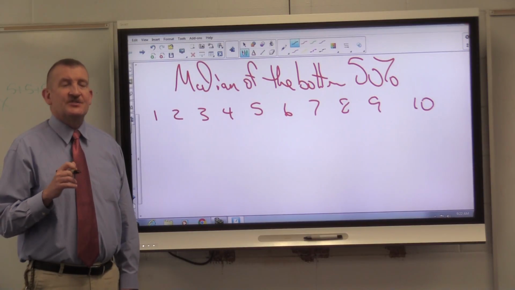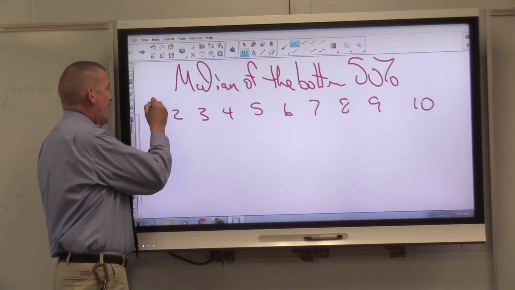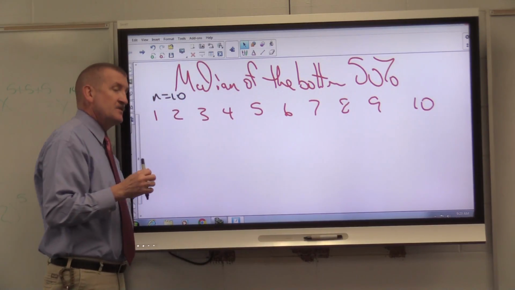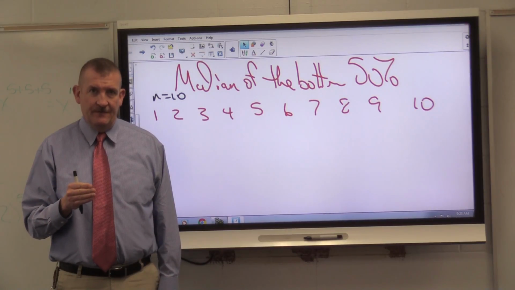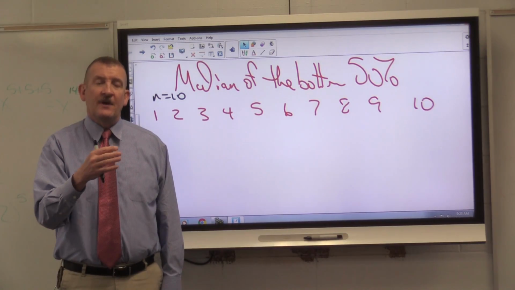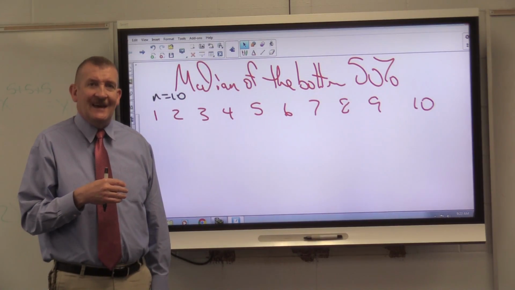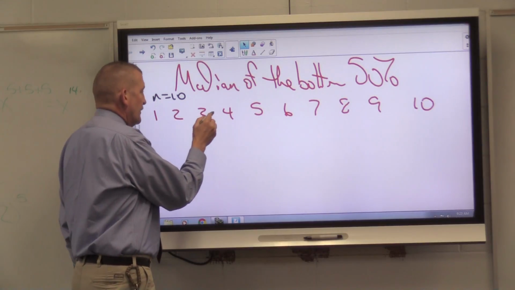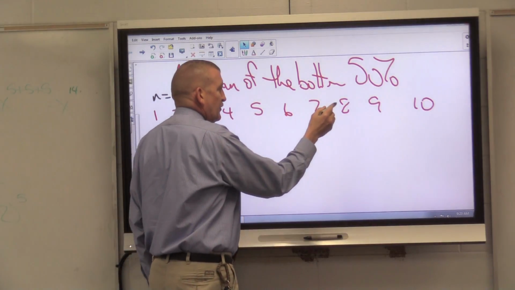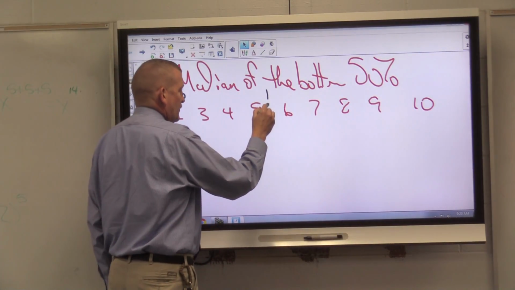Now, let's talk about your median first. First, we notice that I have n is equal to 10. So my data set is what? It's even. So you should know from the previous lesson, to get my median, I'm going to take my data set and divide it in half. 1, 2, 3, 4, 5, 1, 2, 3, 4, 5. So the median is right here.